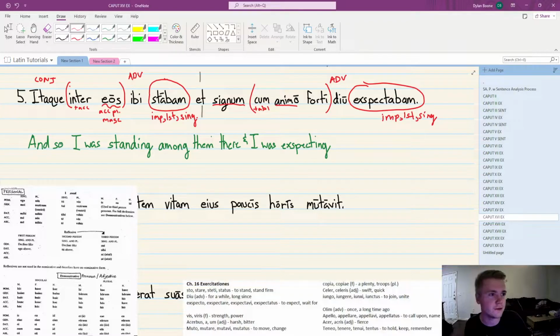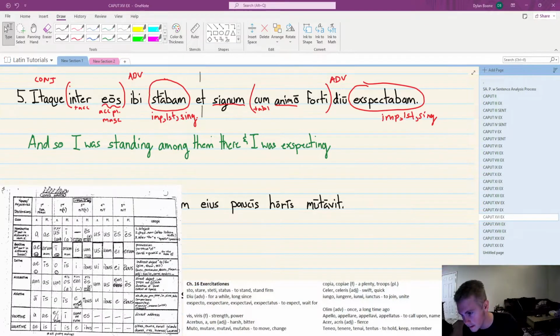So signum, the first noun here, comes from signum, second declension. So we're down here in our second declension on the chart. Signum could be nominative singular or accusative singular. However, we know that the nominative, the subject, should be I, right? I am the subject of the sentence. So this has only one logical choice: accusative, singular, neuter. And what was I expecting? I was expecting the signal, a signal, a sign.